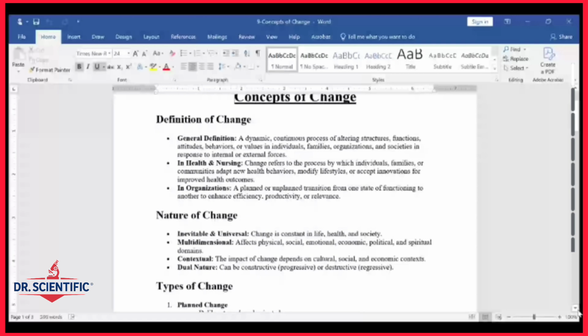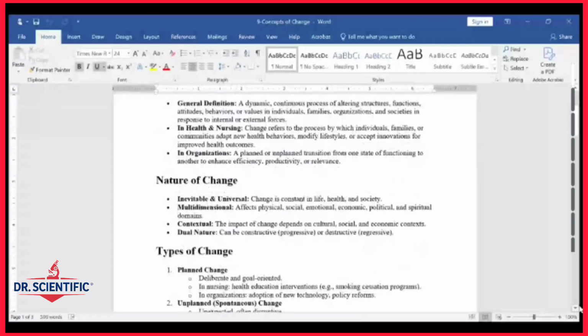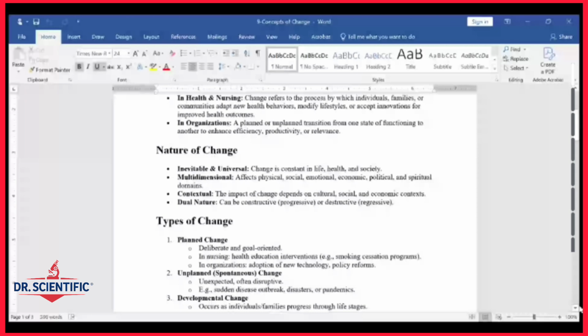So we have got the nature of change. Sometimes we can say that change is inevitable and it is universal. Change is a constant in life, health, and society. Also, another nature of change is that it is multidimensional. It affects physical, social, emotional, economic, political, and spiritual domains or components. Also, we can say change is contextual. By saying that change is contextual, the impact of change relies on cultural, social, and economic contexts. Another thing is that change is dual in nature. It can be constructive or it can be destructive.